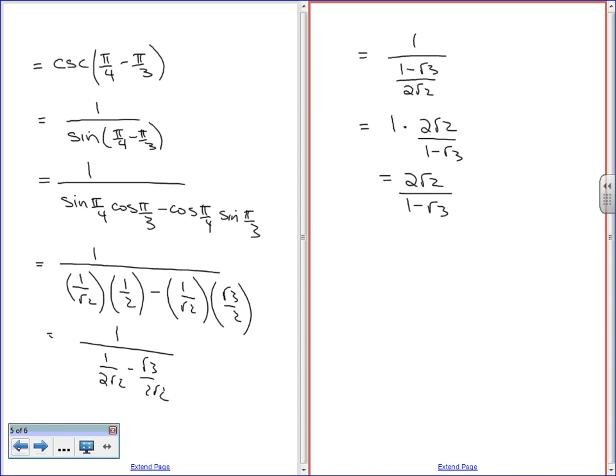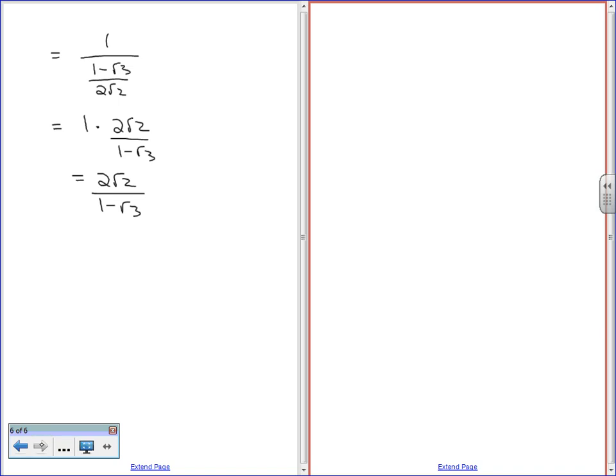Okay, the next part, which is going to be your second page of your test, is figuring out the exact values when you're given some information about the angles.